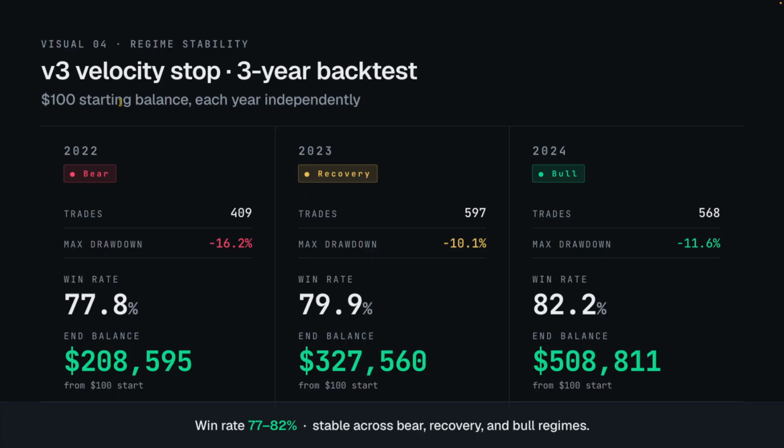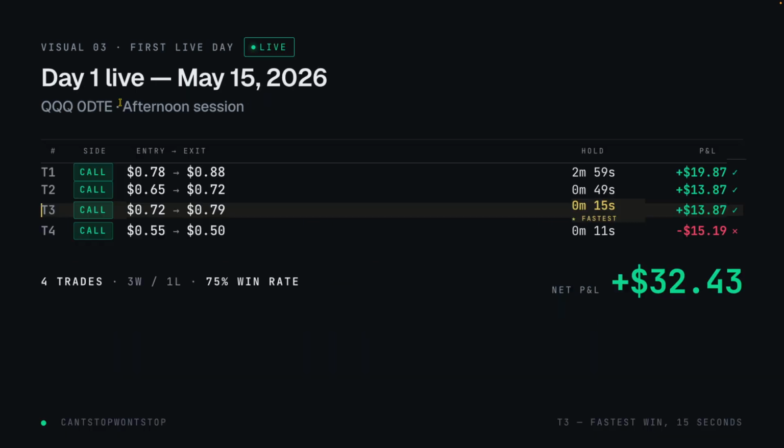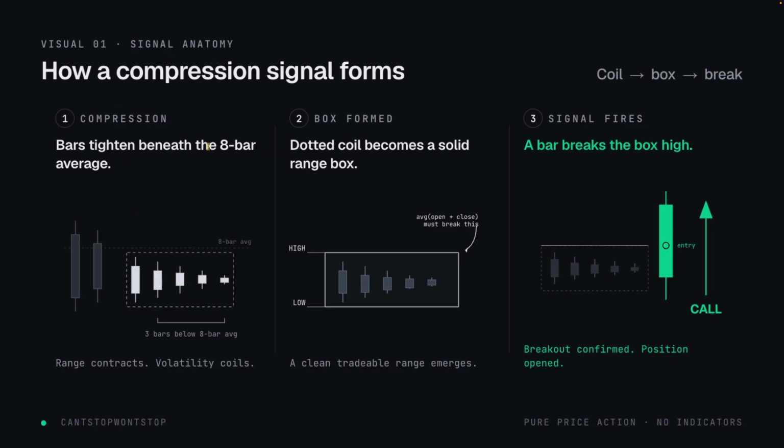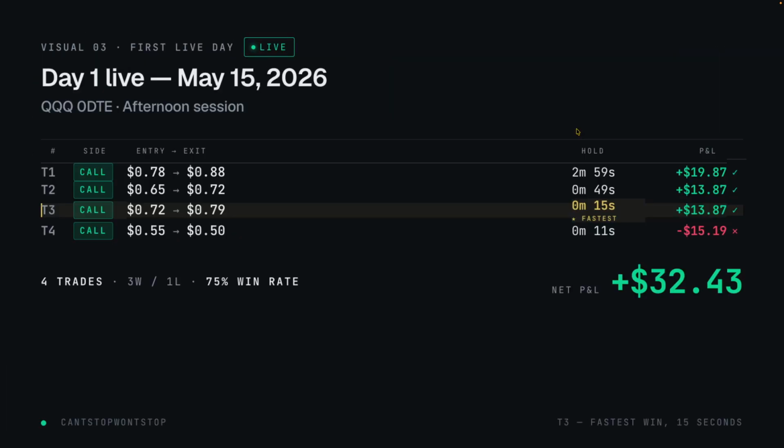If you do it right, bruv, you're able to not only see it compound properly for you, but you're able to see a robot being able to transact or being able to pull alpha out of QQQ based off of the strategy that you're giving it. And the strategy that we're giving it is a pure price action strategy, right? So we're looking for a compression, then we're looking for that box to form, and then the signal is going to fire, right?